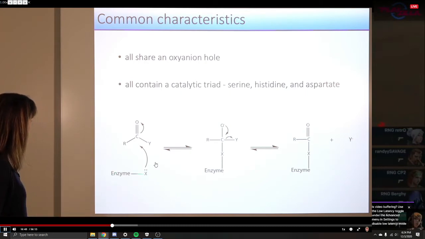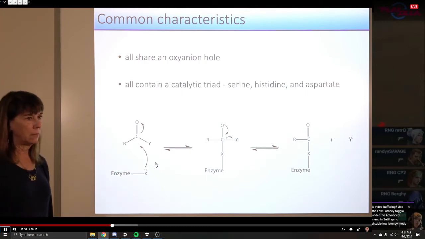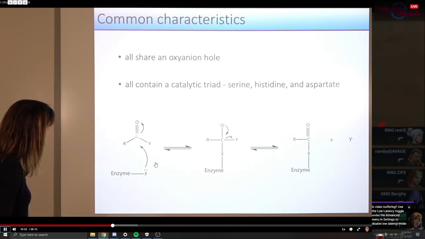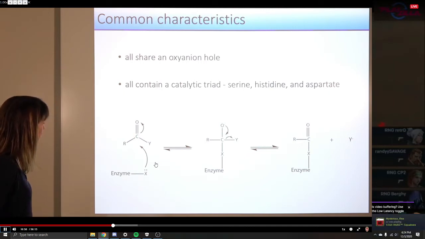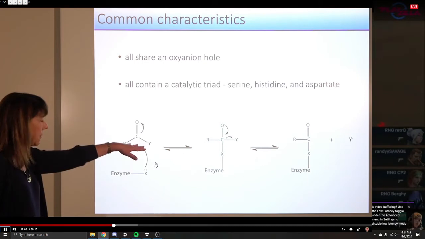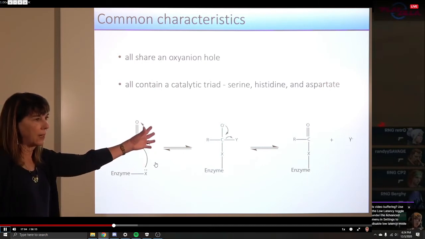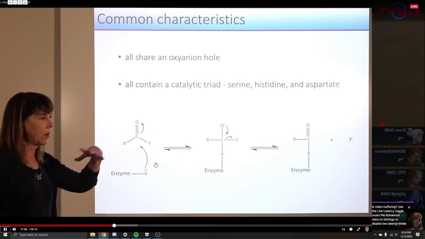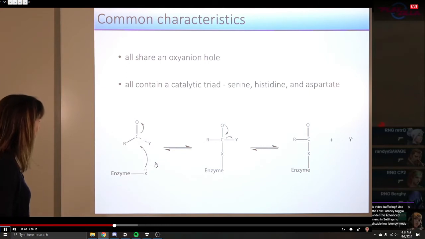So what happens is the enzyme, and this is the serine, is going to attack the carbonyl carbon of the peptide bond. You have a tetrahedral intermediate right here. That collapses, and then you have the acyl enzyme intermediate. That has to get hydrolyzed off. So all these go the same way, and it's the serine that attacks.